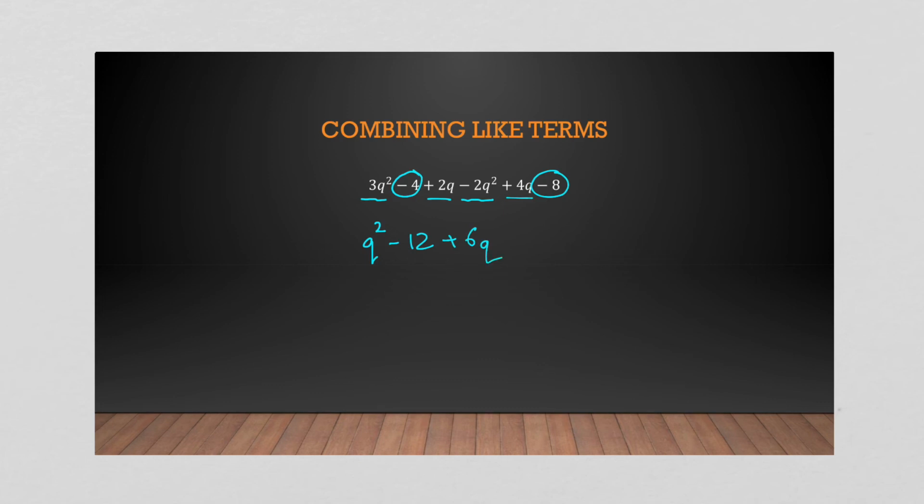So I've combined my like terms just like I did in algebra, and then I want to put my answer in descending order. So this is a degree 2, this is a degree 0, and this is a degree 1. So I just got to rearrange so that I have q squared plus 6q minus 12. Now, descending order isn't necessary, but it's very helpful, particularly as we get to more complicated things and working with them in the future.